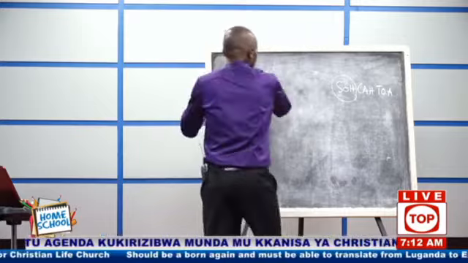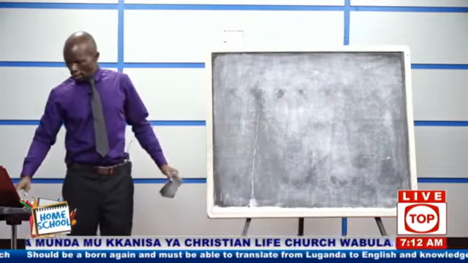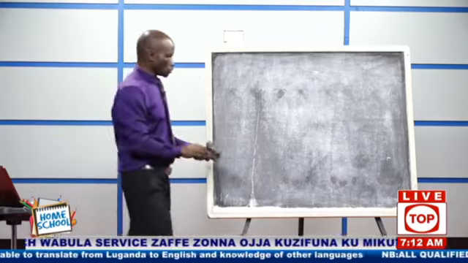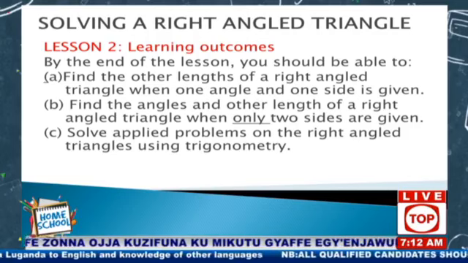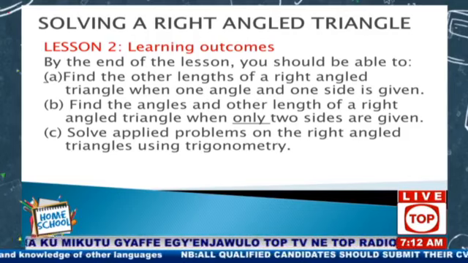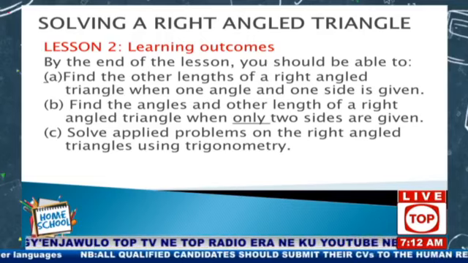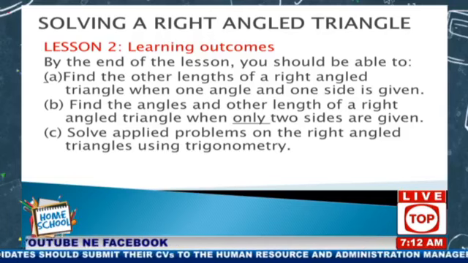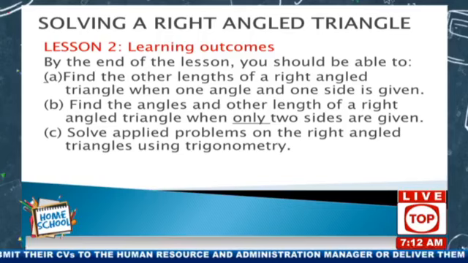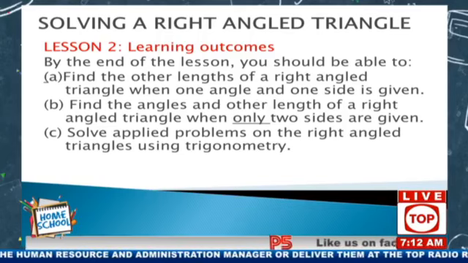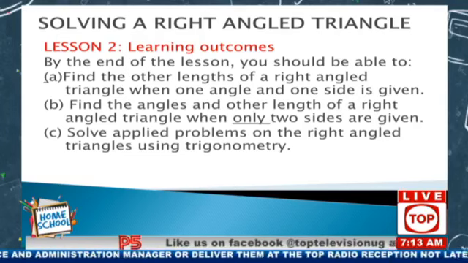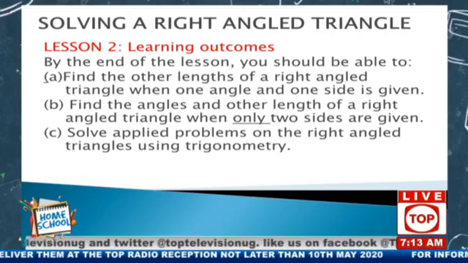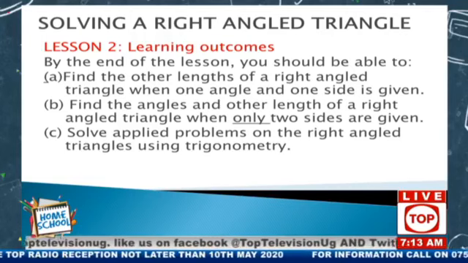Okay? Good. Now, our discussion today is about solving a right-angled triangle. So, solving a right-angled triangle and our objectives. In other words, at the end of this lesson, what do I expect you to know? Part A is clearly written there for you, and part B is there, and then part C is there. So those are our three key learning objectives.